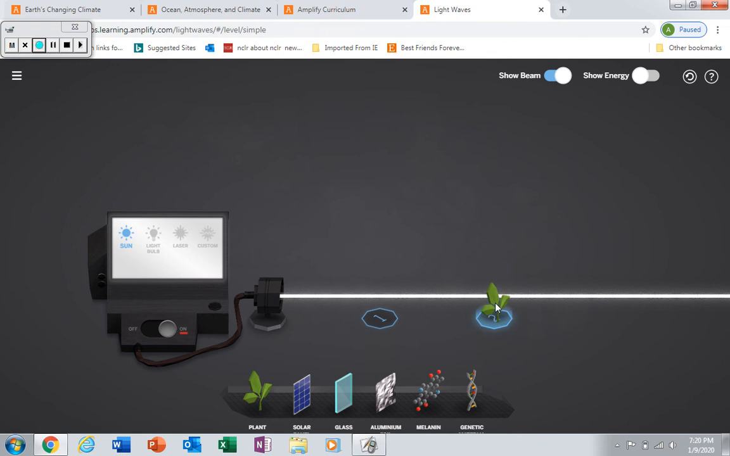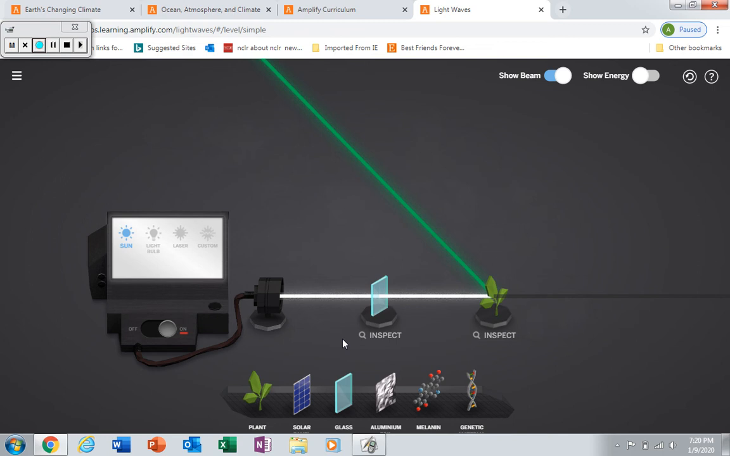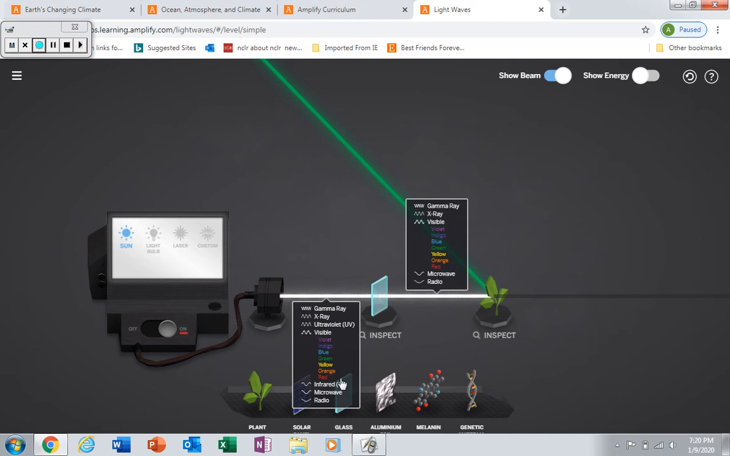I'm actually going to put the plant back here for a second, and then put the glass here. And I can, again, check out this beam and see, okay, yep, there's all my light. And here, you'll notice I'm missing the infrared. Infrared is heat, so that's staying in the glass to warm up the glass, that then warms up the air. That's that re-radiation, just like on Earth.